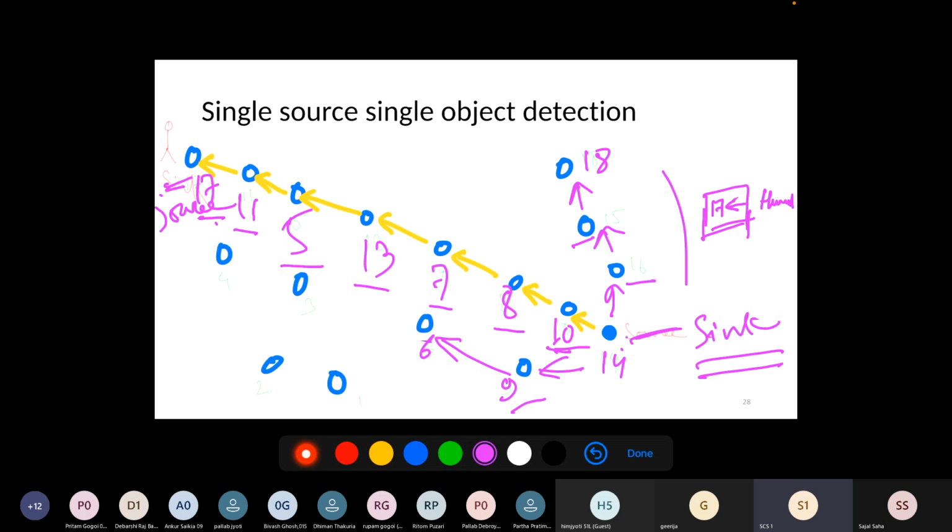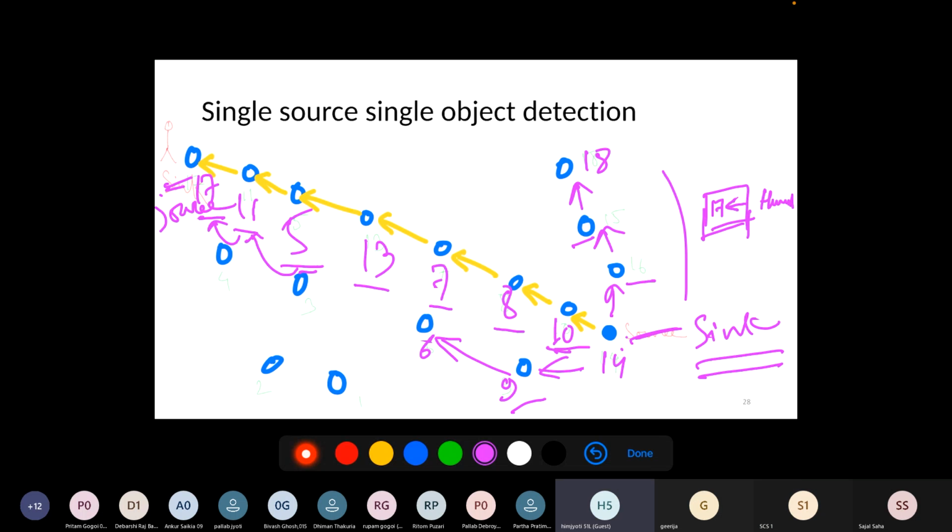Now similarly, 14 will check with 10. 10 will say that, okay, I have to check with my neighbor. My neighbor is 8. 8 will check with its neighbor, which is 7. 7 will check with its own neighbor, 13. 13 will check with its neighbor, 5. 5 will check with its neighbor, 11. 11 will check with its neighbor, 17. Now 17 will find out that there is an object movement, so immediately it will notify 14. Now the case study is clear.